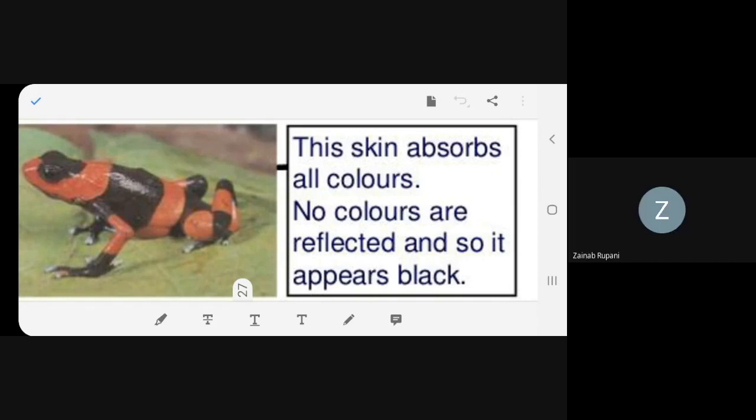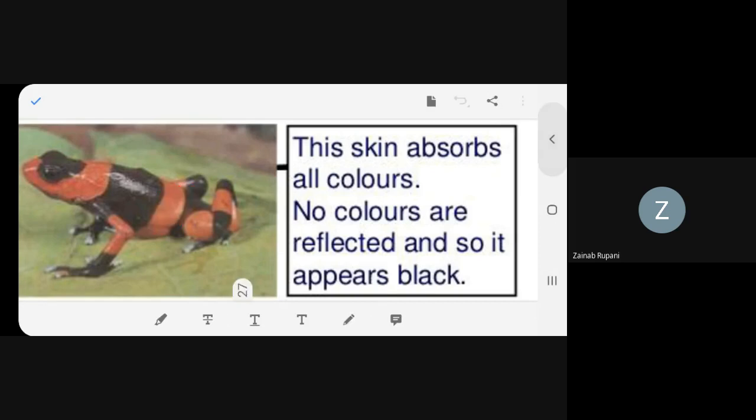The skin absorbs all colors, no colors are reflected, and so it appears black. Okay. Now you can see the patches of black and red. Can you see? Now I'm trying to tell you something. Now this portion is reflecting red. Is it clear? So we can see red patches.